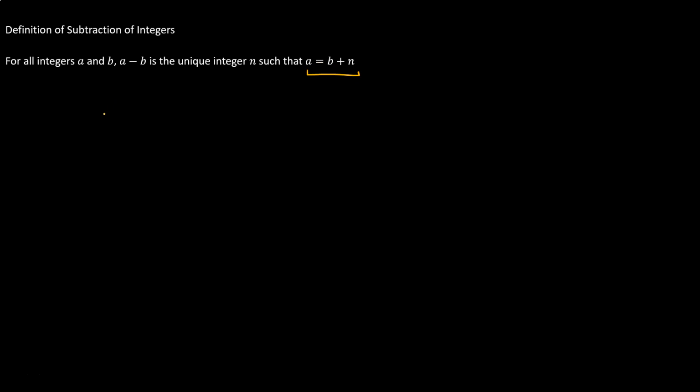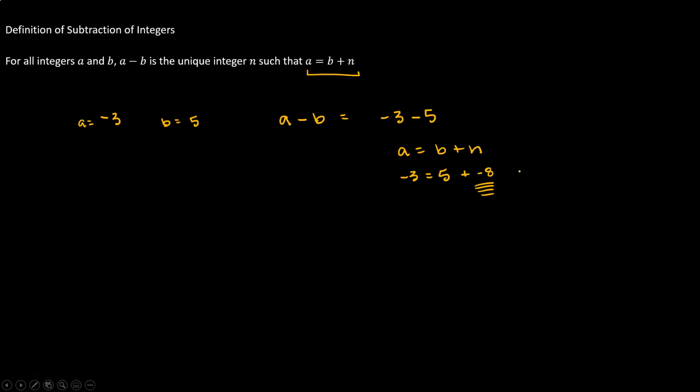So let's think about a couple of integers like -3, and so we'll let a be -3, and we'll let b be 5. If I did a minus b, that would look like -3 minus 5. The result is n, where I could do a equals b plus n. A is -3, b is 5. We just need to figure out what n has to be. Well, if I'm starting with 5, I need to add a number to it so that the result is -3. It would have to be -8. So that's what the definition of subtraction of integers looks like.